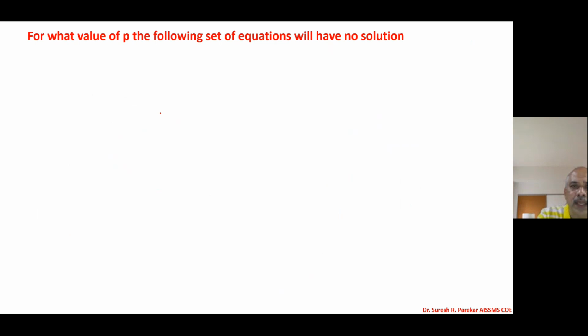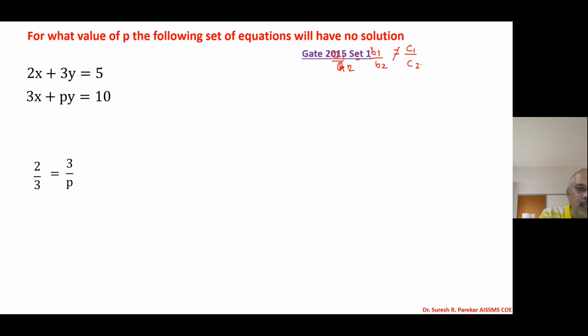Then we have, for what value of P is there no solution? We have seen that A1 upon A2 equal to B1 upon B2 should not be equal to C1 upon C2 for no solution. And then we have made over here, for no solution, and from this we are going to get the value of P as 4.5, because here we will get 2P is equal to 9. And likewise we can find this value of P.